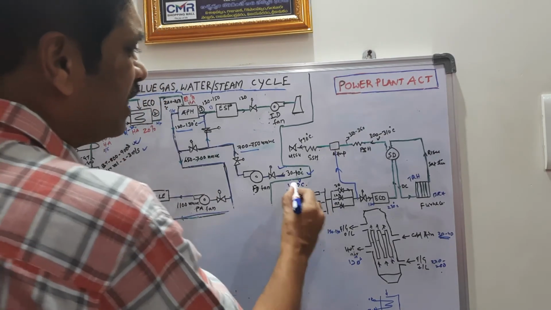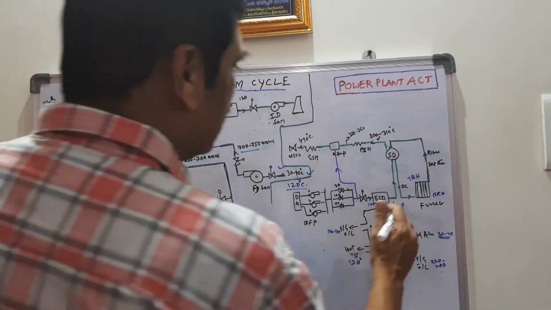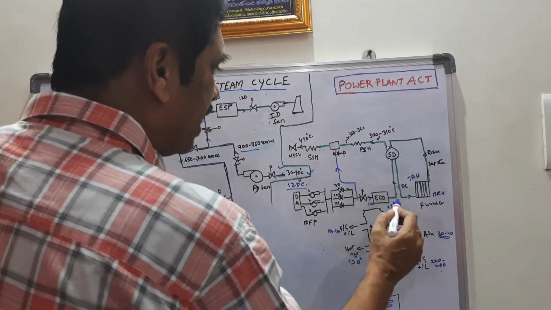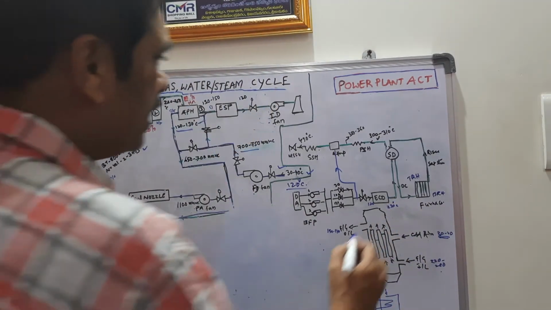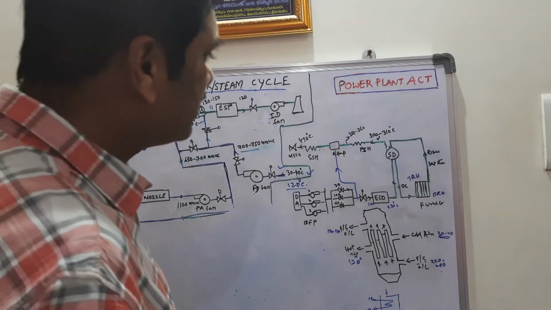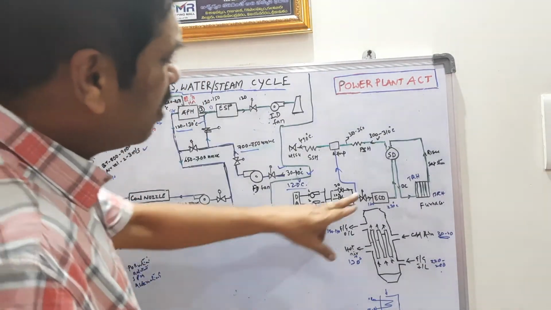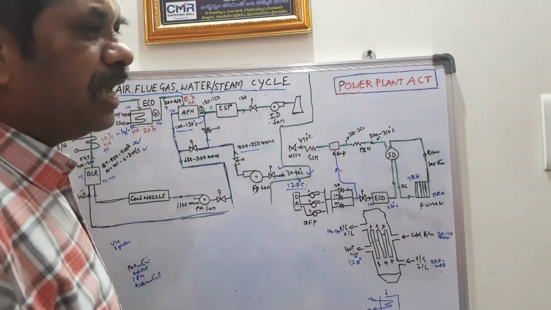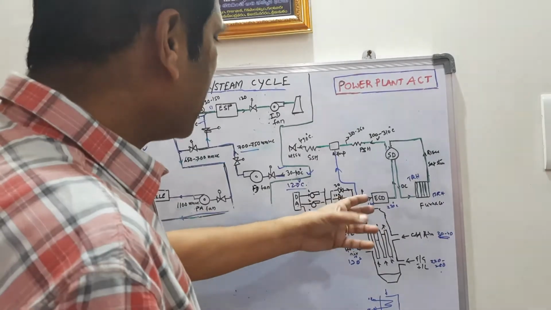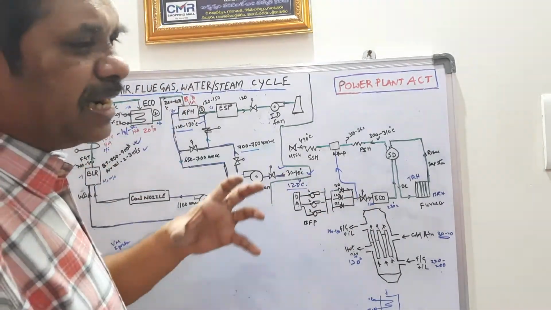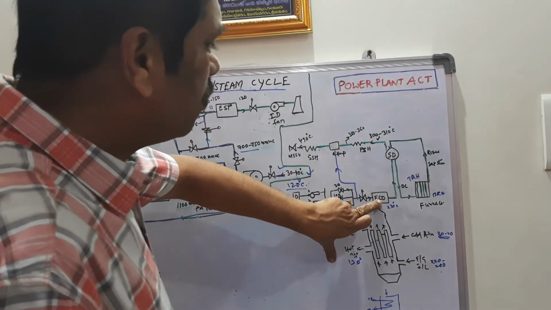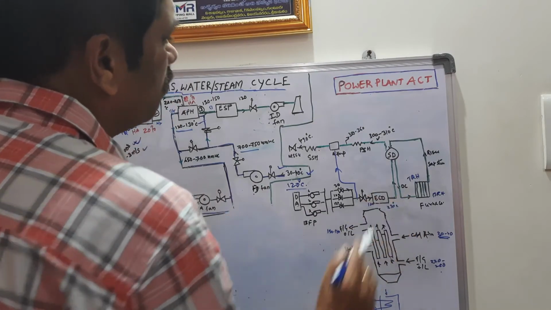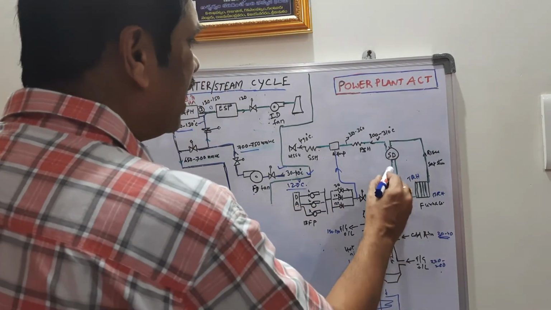The feed water at around 120 degree temperature enters the economizer inlet, and hot water comes out from the economizer at a temperature of 230 degrees. The heat extracted from flue gas is called sensible heat, which means there is no phase change. Sensible heat means only temperature is extracted from flue gas, whereas latent heat means there is a phase change. In the economizer, only sensible heat is gained by water through flue gas. Then it enters the steam drum.